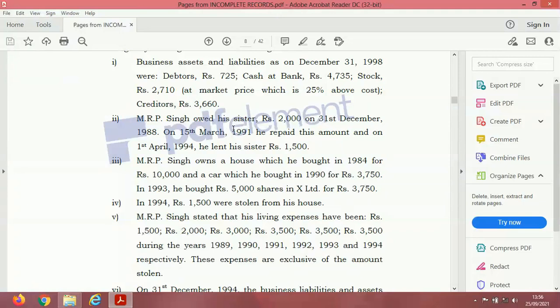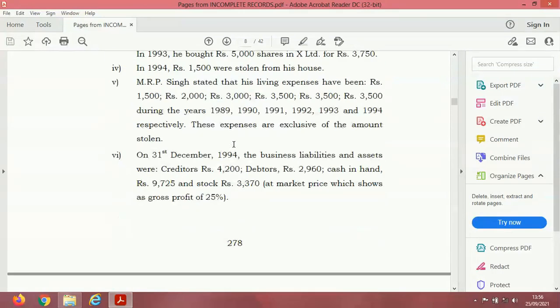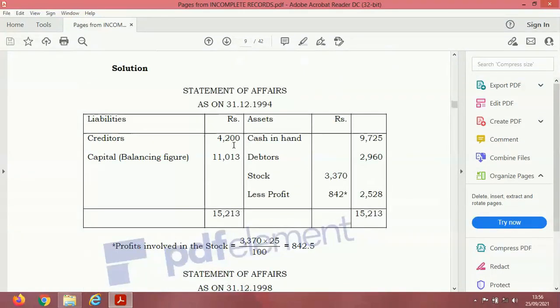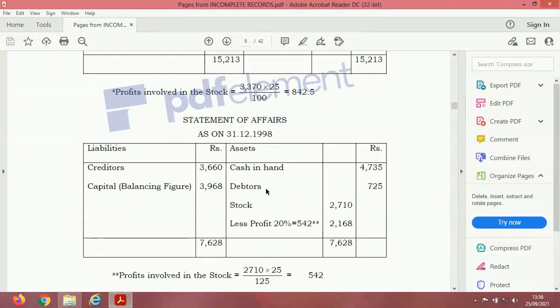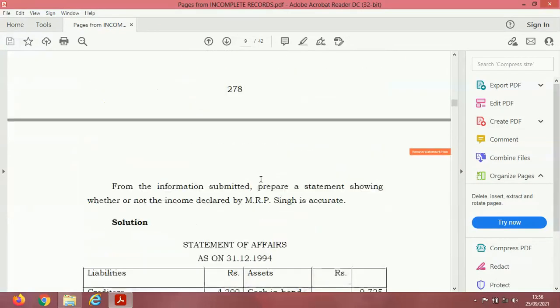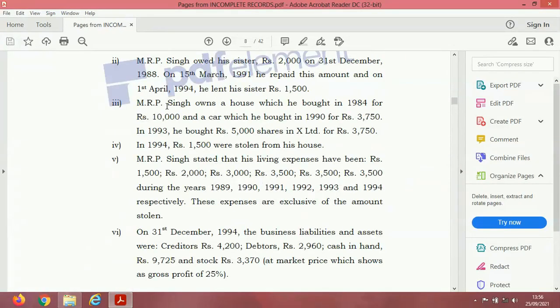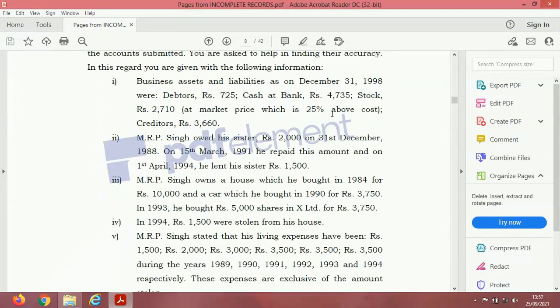We go to this. They're saying that Sai owed his sister 2,000 on 31st December 1988. On 15th March 1991, he repaid this amount. Does his sister really have anything to do with the business? Does he? I think this one would work for us. For 735, I would want us to use this additional information first.